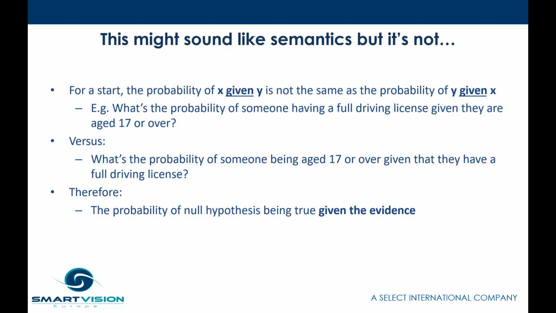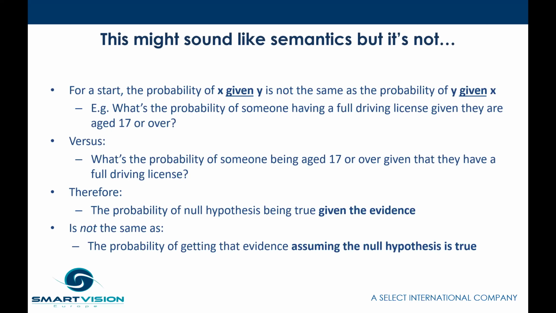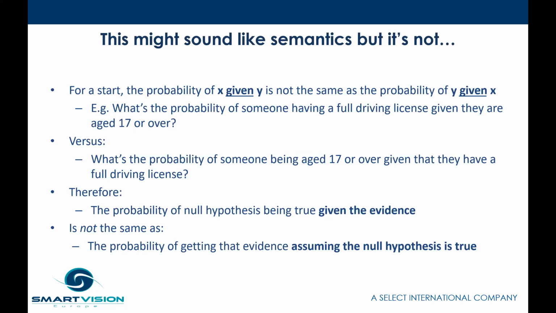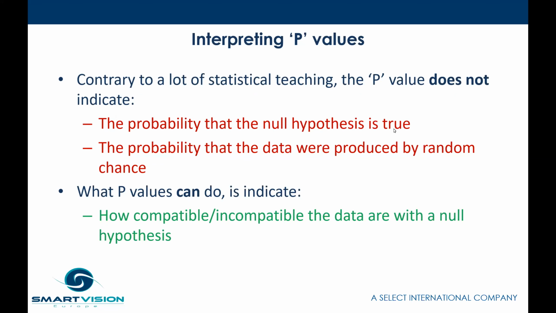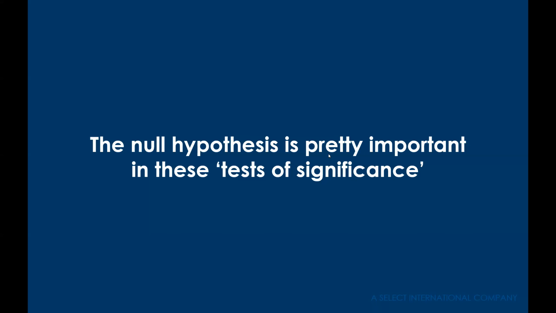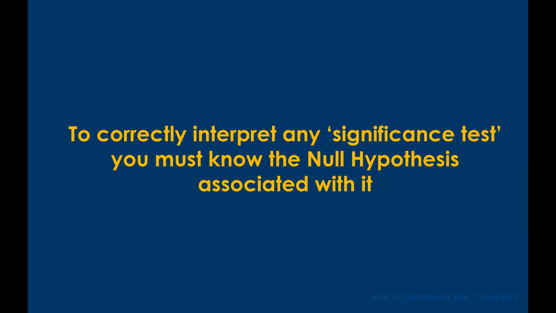Therefore, the probability of a null hypothesis being true given the evidence is not the same as the probability of getting that evidence assuming the null hypothesis is true. And that's why the language is important when we're reporting a null hypothesis, of getting it right. So to reiterate, the null hypothesis is pretty important. What are we saying here? We're saying how compatible or incompatible the data are with a null hypothesis. Let's look at all the different types of null hypotheses one can come up with in these tests of significance. There's lots of different types. And to correctly interpret any significance test, you must know the null hypothesis associated with it.